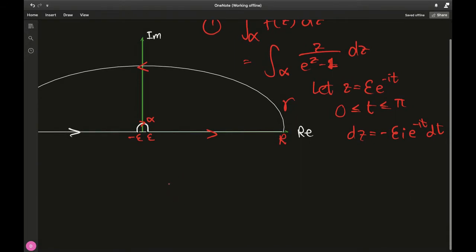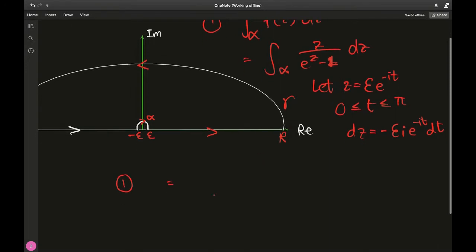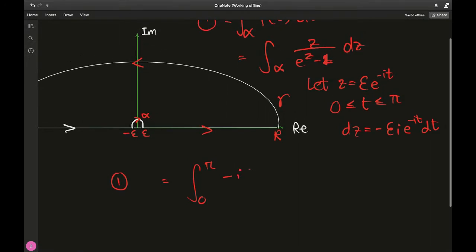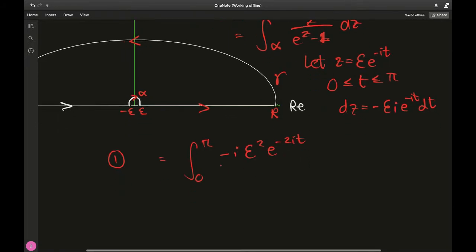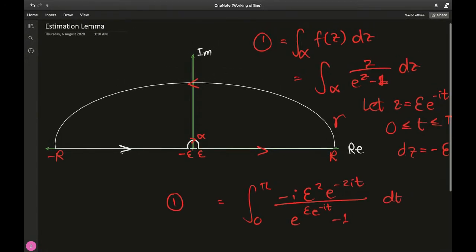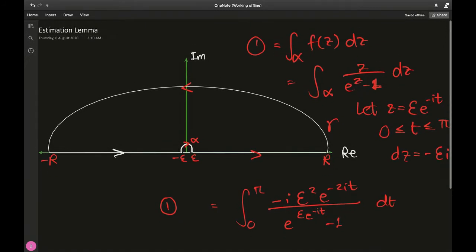So making those substitutions in, we now have 1 being equal to the integral from 0 to pi of negative i epsilon squared e to the negative 2it, this is just multiplication in the numerator, divided by e to the epsilon e to the negative it minus 1 dt. And in case you were wondering why I have this small indentation over here, that's because at z equals 0, e to the 0 is 1, so 1 minus 1 is 0. So there is actually a pole, a singularity at z equals 0, and we don't like to deal with singularities on the contour. Inside the contour it's fine, outside the contour great, but on the contour not so great. So we try to avoid that singularity, marked in red.